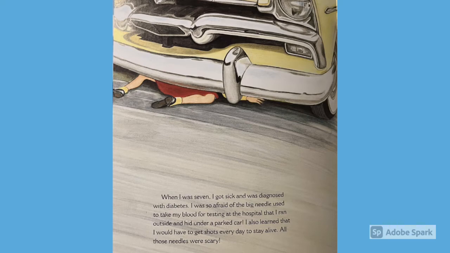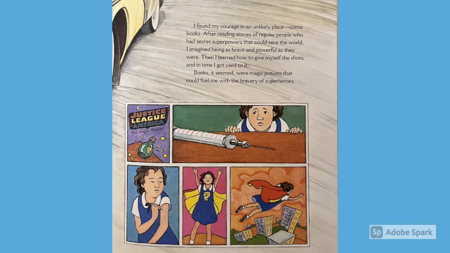We now learned that the feet under the car were the main character's feet and how she felt when she was diagnosed with diabetes. Were our predictions correct? We learned the comic strip meant her courage and how she could save the world.